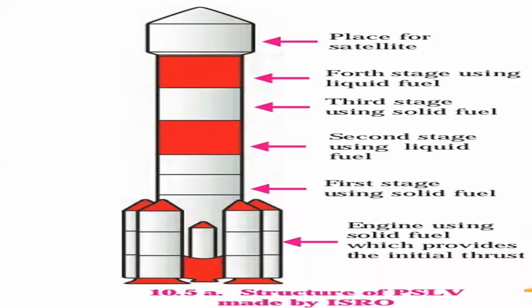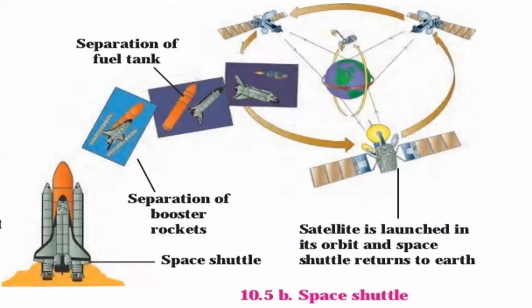Okay. So this is the structure of a launch vehicle, that is PSLV, and how the different stages work. This all we have learned, and it is based on Newton's third law of motion, that every action has an equal and opposite reaction. Now, as we have seen the working of PSLV, we are going to see how the space shuttle is used.